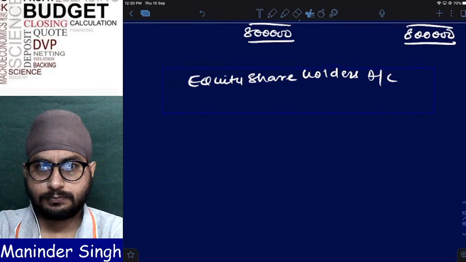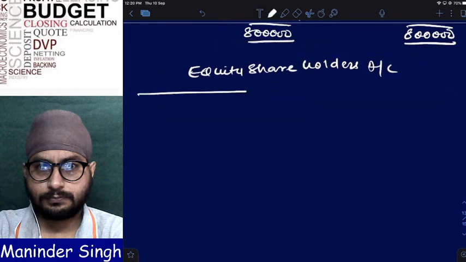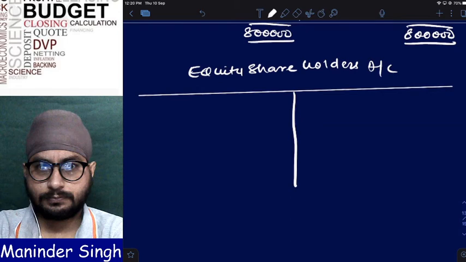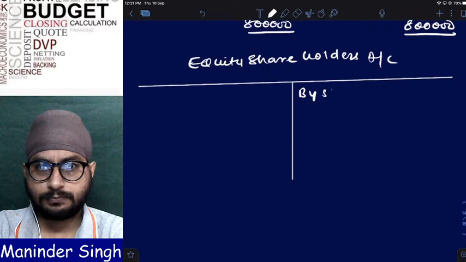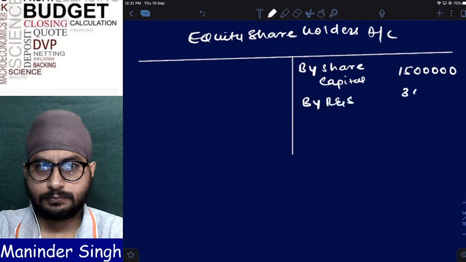Equity shareholders, what did they receive? They have to receive share capital or not? Something they have to receive, debit side or credit side? Credit side. Don't see the ledger accounts we have prepared earlier. By share capital, how much? 15 lakhs. By reserves and surplus, 3 lakh rupees. So total 18 lakhs I have received, correct? Total receipts for me are 18 lakhs.